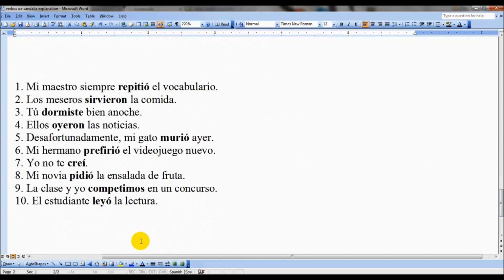1. Mi maestro siempre repitió el vocabulario. 2. Los meseros sirvieron la comida. If you're curious what the sentences mean, my teacher always repeated the vocabulary. The waiters served the food. 3. Tú dormiste bien anoche. You slept well last night. 4. Ellos oyeron las noticias. They heard the news. 5. Desafortunadamente, mi gato murió ayer. Unfortunately, my cat died yesterday.